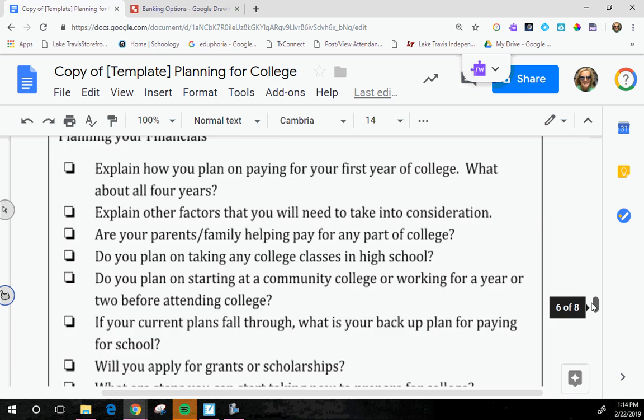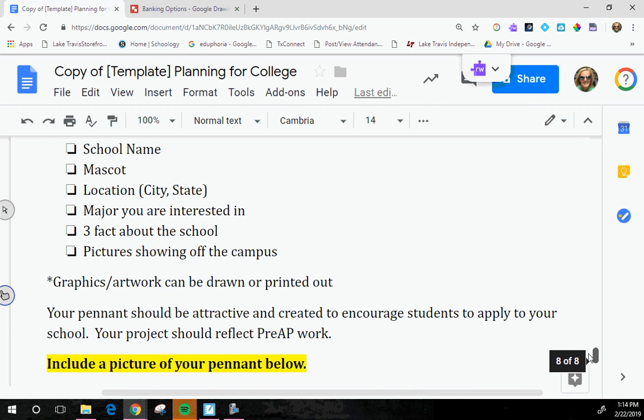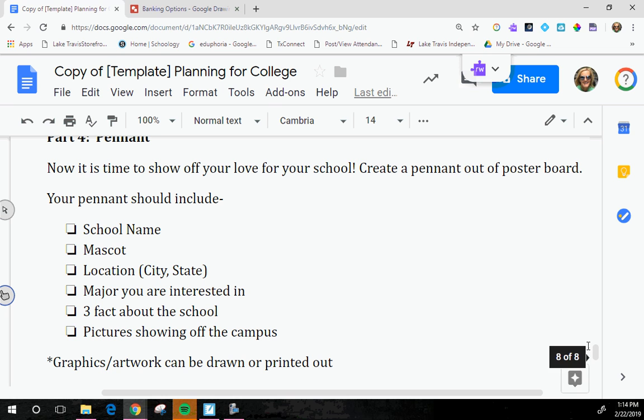So your pennant information is right here. Those are the things that need to be on your pennant. It must have your school name, what the mascot is, where it is, the major that you're interested in, and then 3 facts that you uncover about your school, and then pictures that show off the campus.